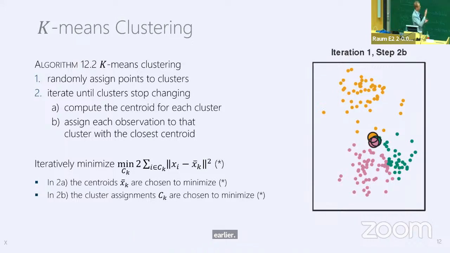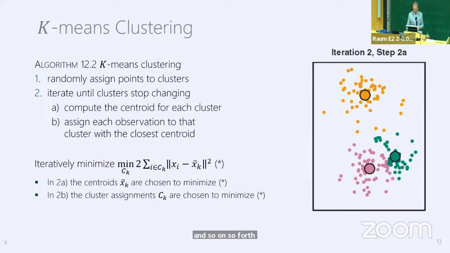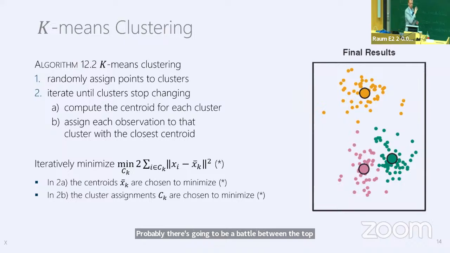First, we have to now, for the new assignment, recompute the centroids. There we are. Then it may be that some points that used to be green are now closer to the pink one, and so on and so forth, right? Probably there's going to be a battle between the top and the bottom half. Yep. After 10 iterations, it looks like this.